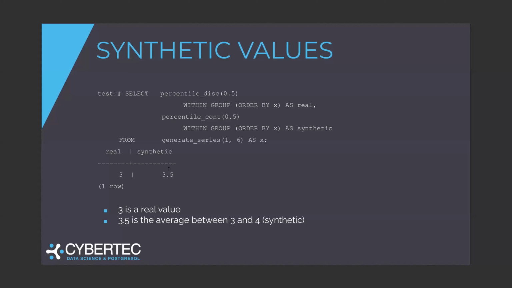And percentile continuous is gonna give us a synthetic value. So obviously, the two middle values are 3 and 4, and it's gonna take 3.5, which really does not exist in the data set, okay? And it's gonna take that as the middle value, okay? So percentile continuous is useful for a very small data set. It's gonna give you a synthetic value, and percentile discrete, if you have a million values, you really don't care if you're off by one or something, right? So it's a real value, okay? So that's a big distinction here, which you should be aware of. But the logic is the same.